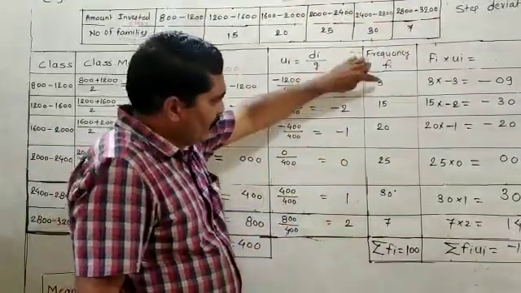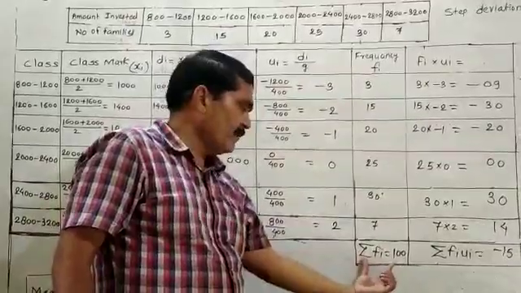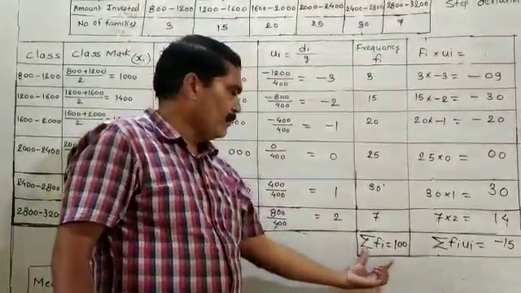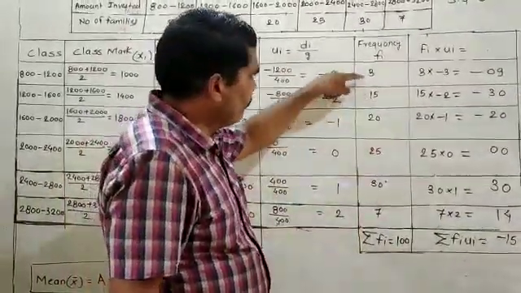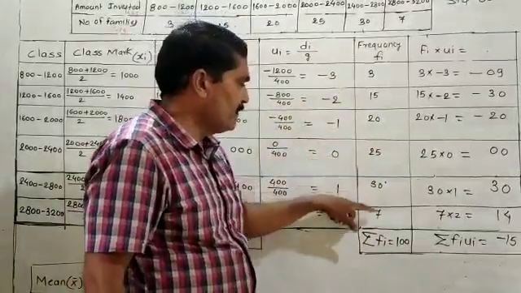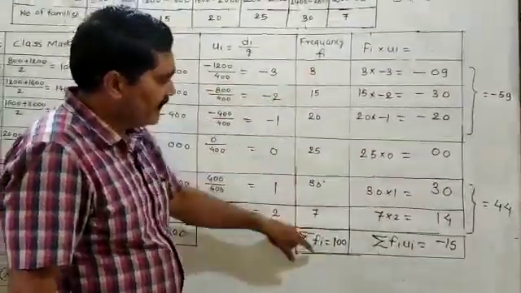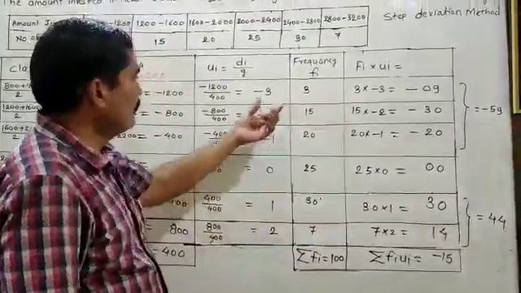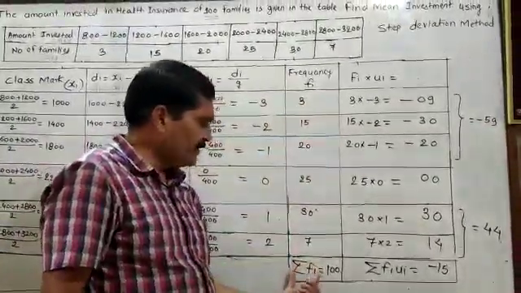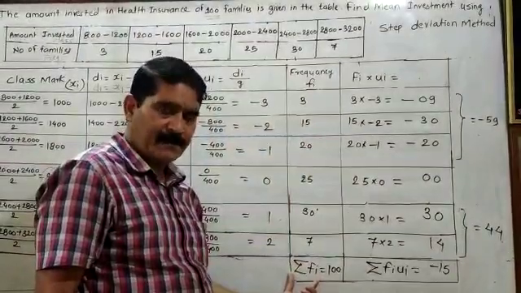Then you have to do the sum of this frequency, because for the calculation we have to find the sum of fi. So you have to add 3 plus 15 plus 20 plus 25 plus 30 plus 7, which is equal to 100. Because this is the data of 100 families, the sum has to come 100, and this one is coming 100.